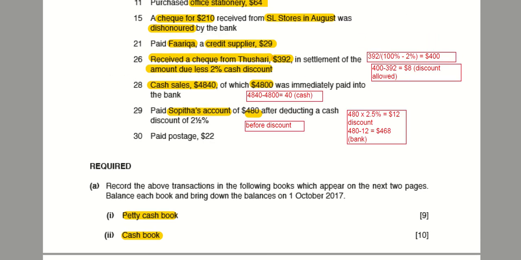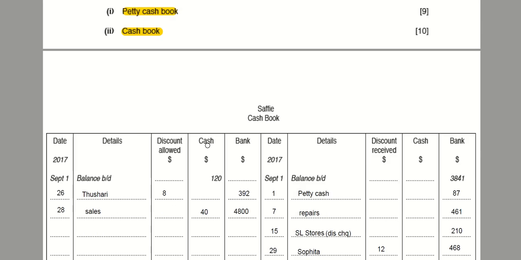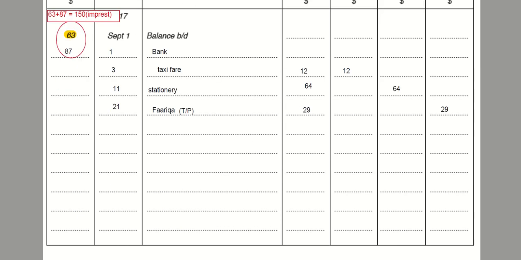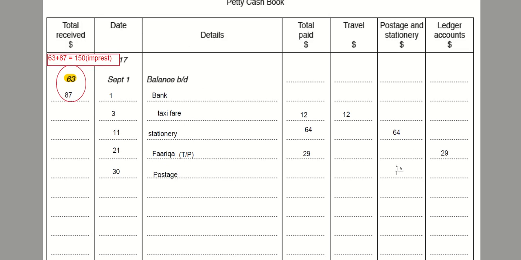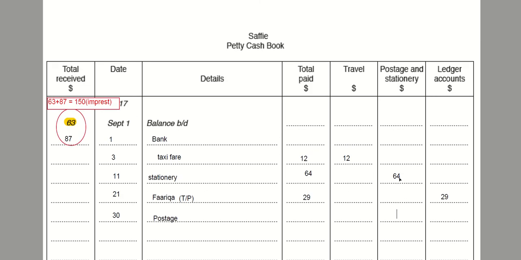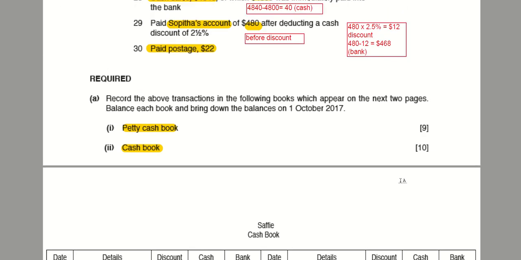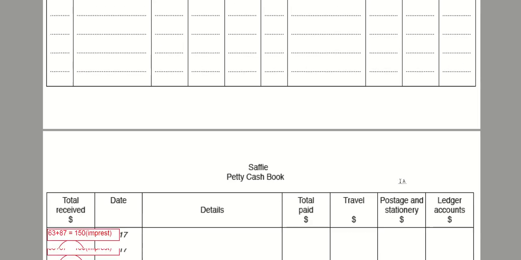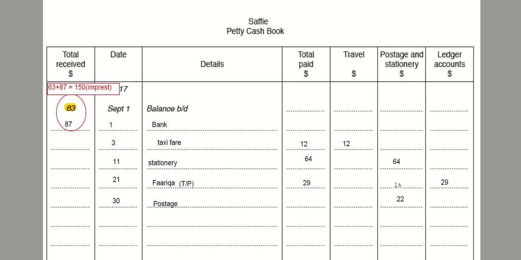The last one, you're paying postage and the amount is less than 100, so it's going to end up in the petty cash book. So let's enter petty cash book, postage, and the appropriate column is the postage and stationery. So we'll fill up, just confirming the amount again, $22 in the postage account and in the total paid account. So that's it, that does all the transactions.